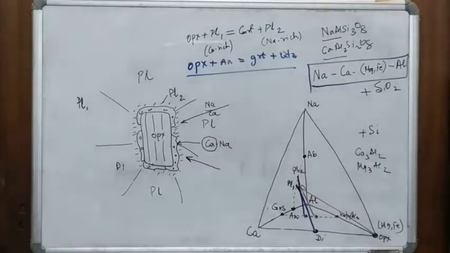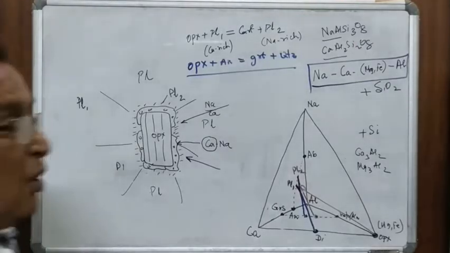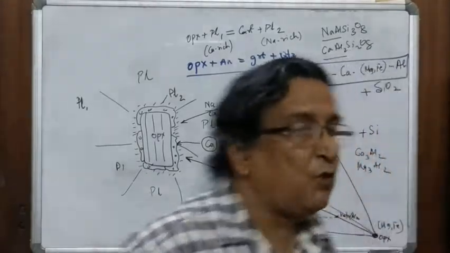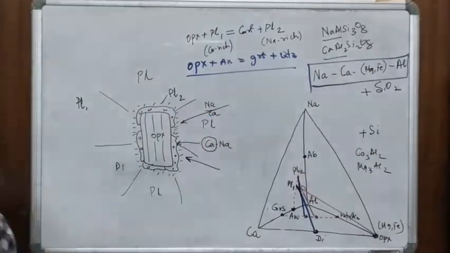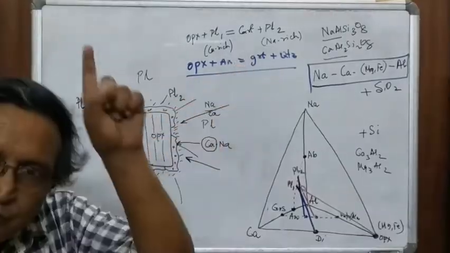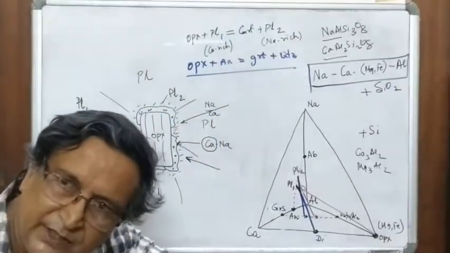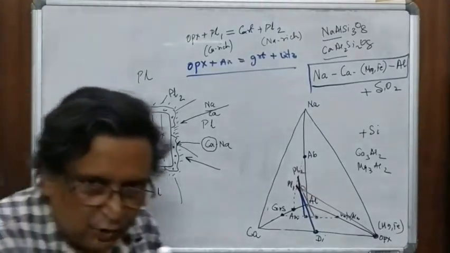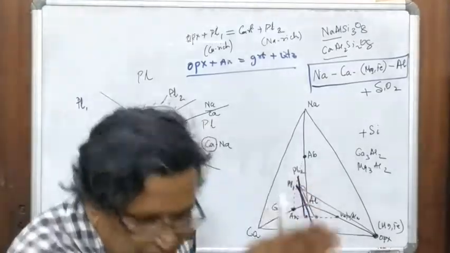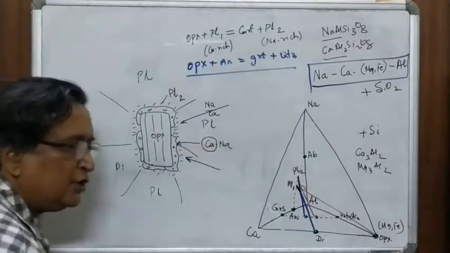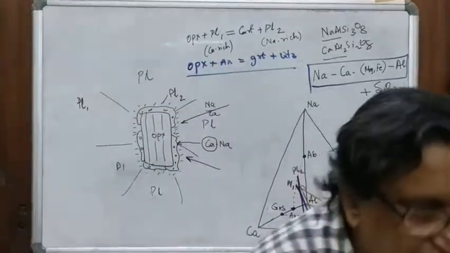But what I wanted to impress upon you, that it is always said orthopyroxene plus anorthite is equal to garnet plus quartz. You will see it in every book. But the real question is, what happens to plagioclase? The proportion of plagioclase decreases and the composition of the plagioclase becomes more sodic. Plagioclase 2 is more sodic than plagioclase 1. So all plagioclases show a strong zoning towards more sodium-rich composition next to garnet.